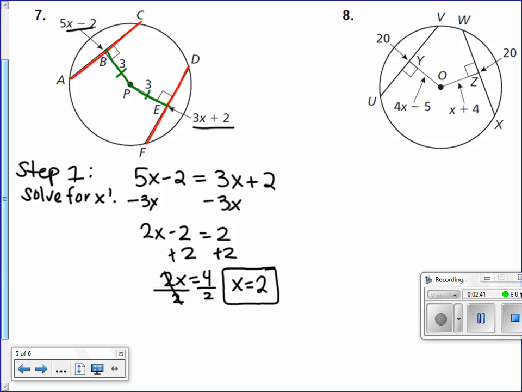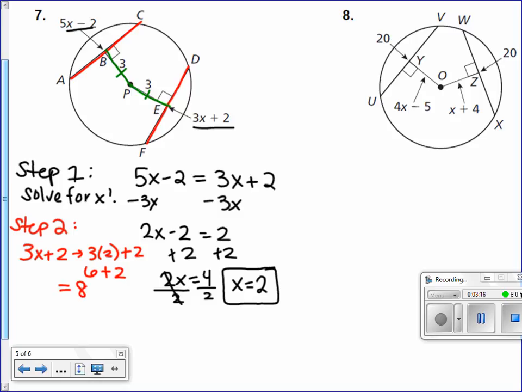Step 2, if you don't remember, is to plug it in to one of your expressions. It does not matter which one, just pick one. So for step 2, I'm going to go ahead and plug this in. I choose 3x plus 2, it doesn't really matter. Give you guys a second to think about that. 3 times 2 plus 2. 3 times 2 is 6. 6 plus 2 is 8.